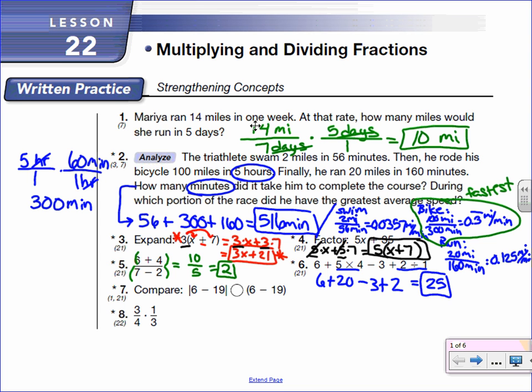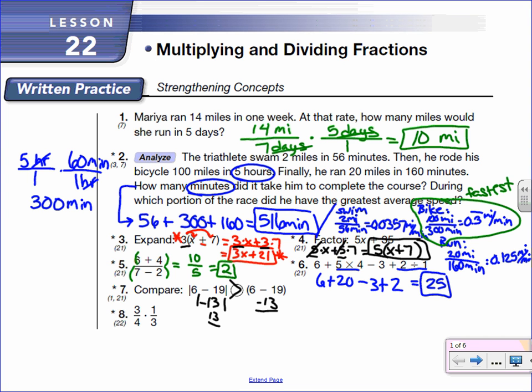Compare. 6 minus 19 is negative 13, but on this side, it's in absolute value symbols. So the absolute value of negative 13 is positive 13. And then 6 minus 19 on this side is negative 13, and there are no absolute value symbols. So we're comparing positive 13 and negative 13. And positive 13 is bigger.